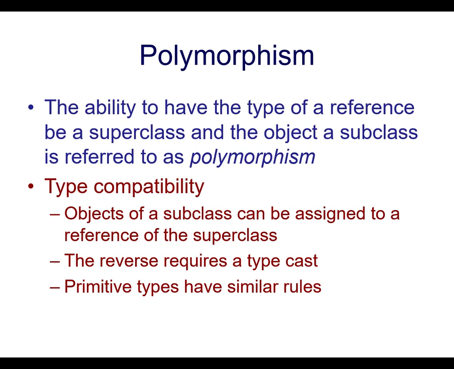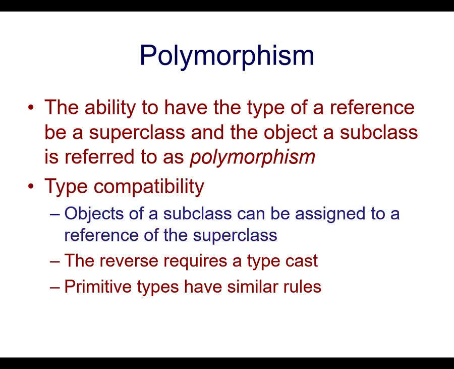The word polymorphism literally means many forms. In the context of Java, we use this term to refer to the ability to have the type of a reference be a superclass that refers to an object of one of its subclasses. This capability requires that we then have rules that govern type compatibility that specify which kind of assignments are permitted.